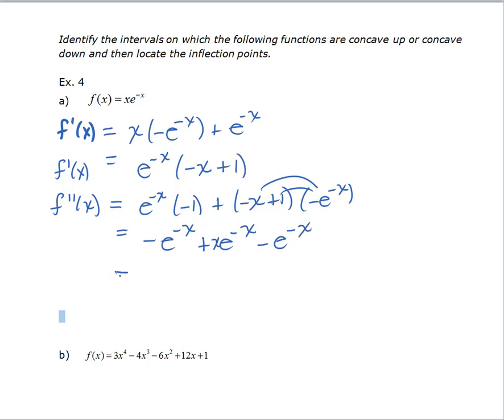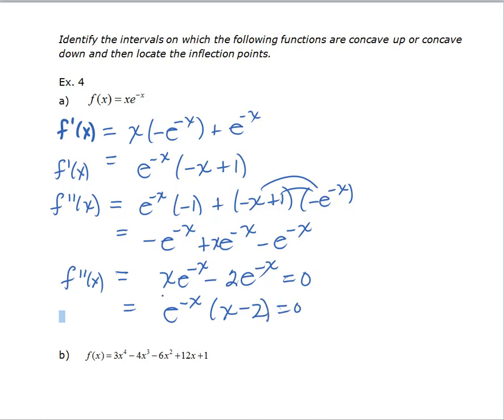I'm going to combine like terms. I'm going to get x e to the negative x minus 2e to the negative x. This is my second derivative. I want to set this equal to 0 because I want to find out, using the same process as where we find intervals of increase and decrease, but we are looking for concavity. So I can factor out an e to the negative x, and I'm left with x minus 2.